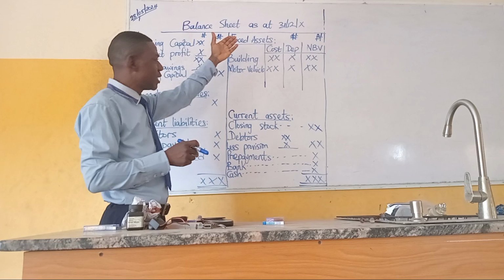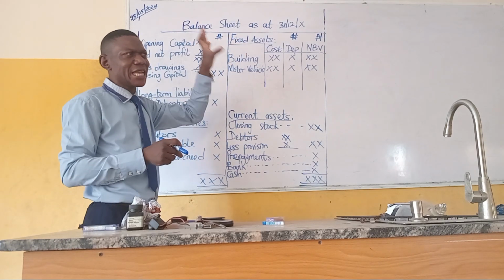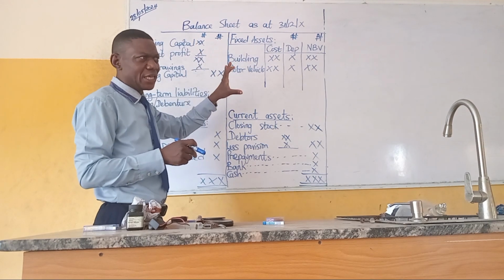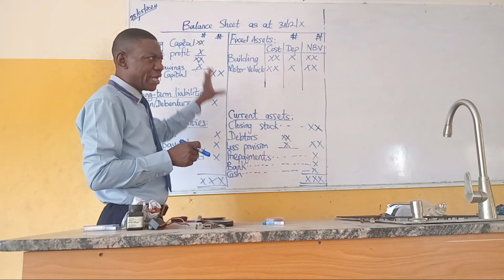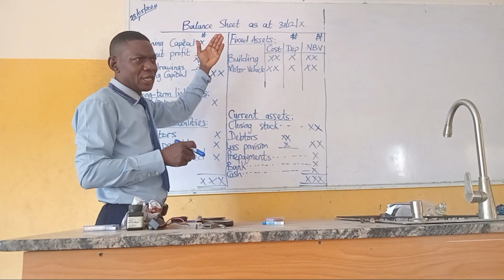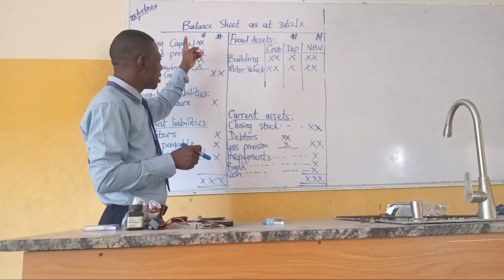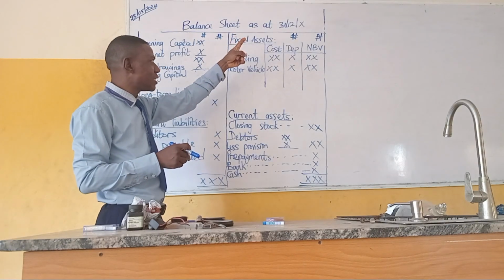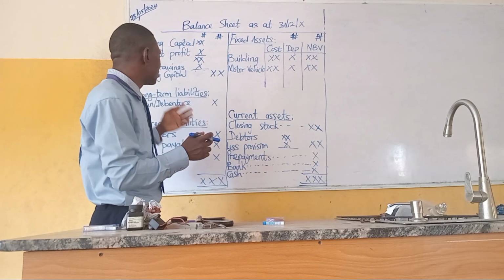The reason for using "as at" is because a balance sheet can be prepared as at any date. It is not required that we wait till the ending of the financial year before preparing this balance sheet. Balance sheet can be prepared as at any date. That is why this balance sheet uses this heading, balance sheet as at 31/12, depending on your financial month end or year end.